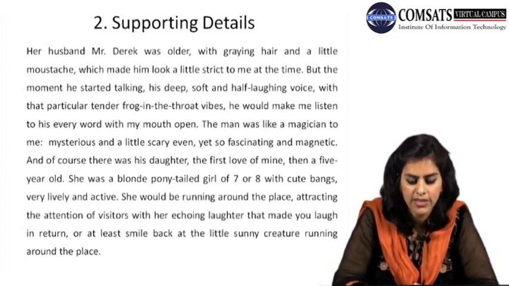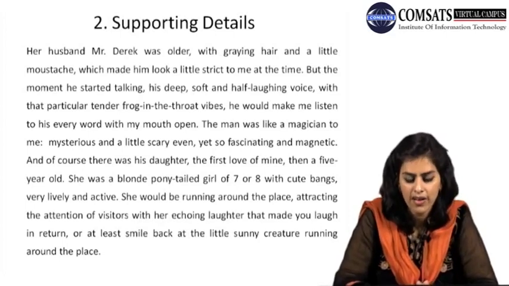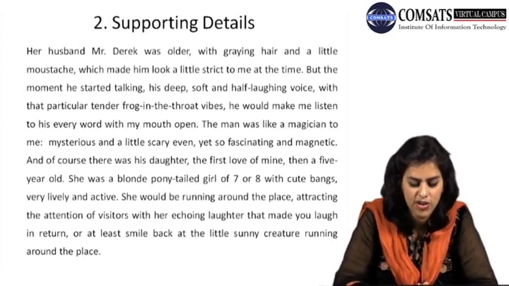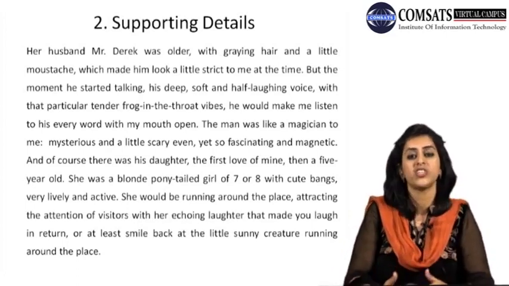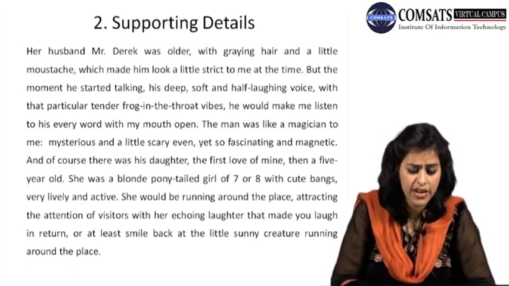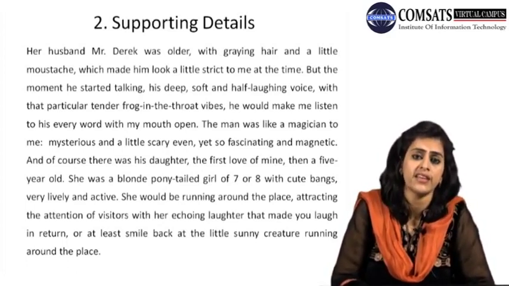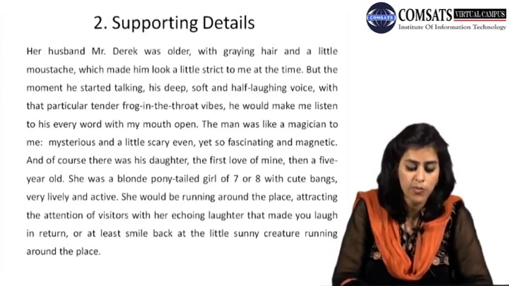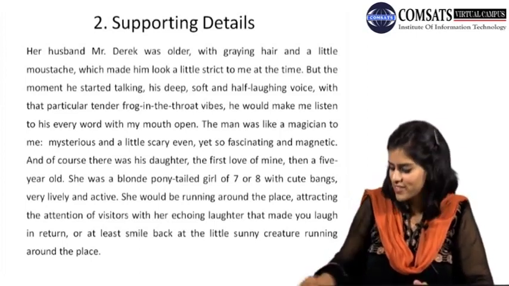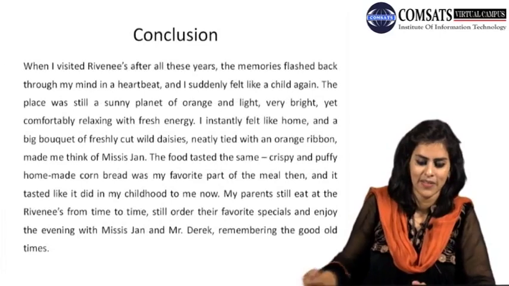"She was a blonde pony-tailed girl of 7 or 8 with cute bangs, very lively and active. She would be running around the place, attracting the attention of the visitors with her echoing laughter that made you laugh in return, or at least smile back at the little sunny creature running around the place." See the beautiful adjectives, how the writer has used them in his essay, and how he has described Derek and then his daughter, who was the writer's first love, so beautifully, and that makes us love this girl too, and that person also looks like a magician to me at least.